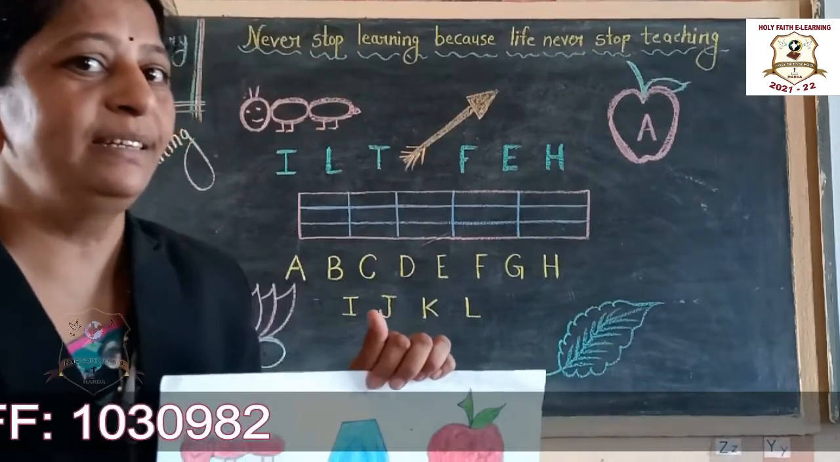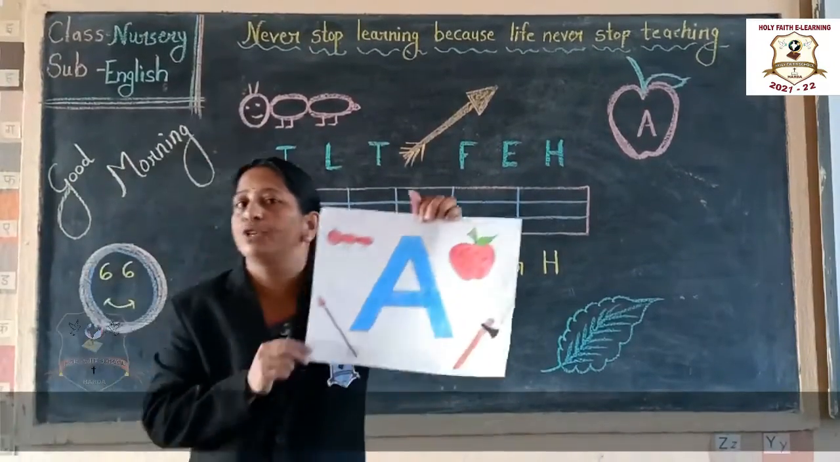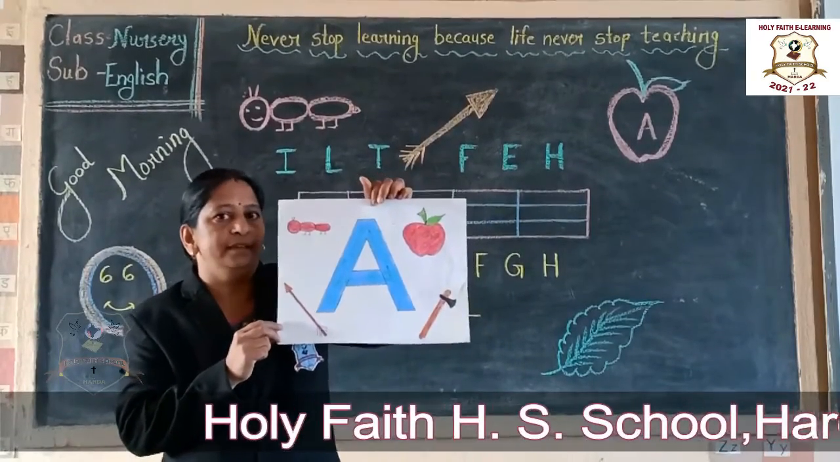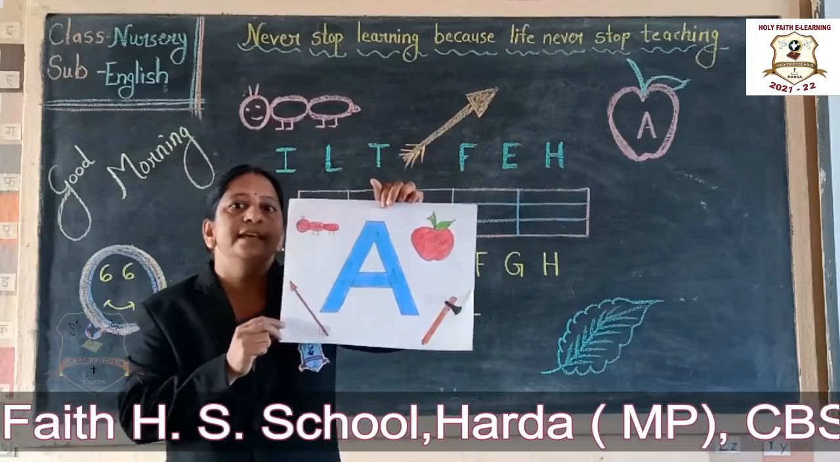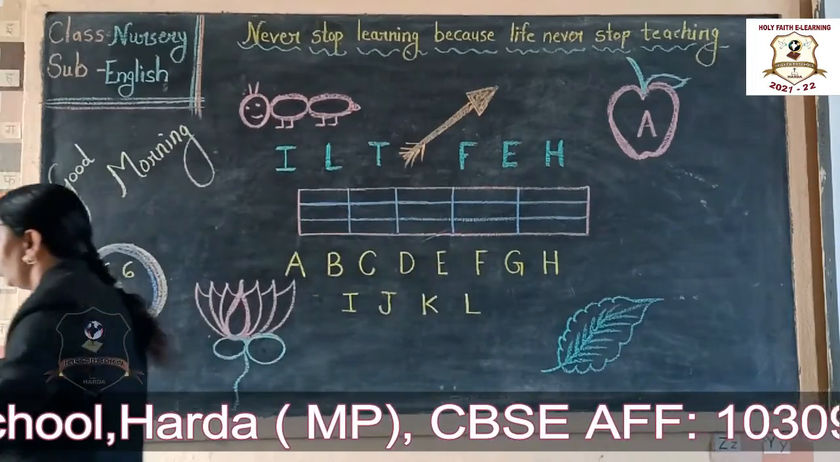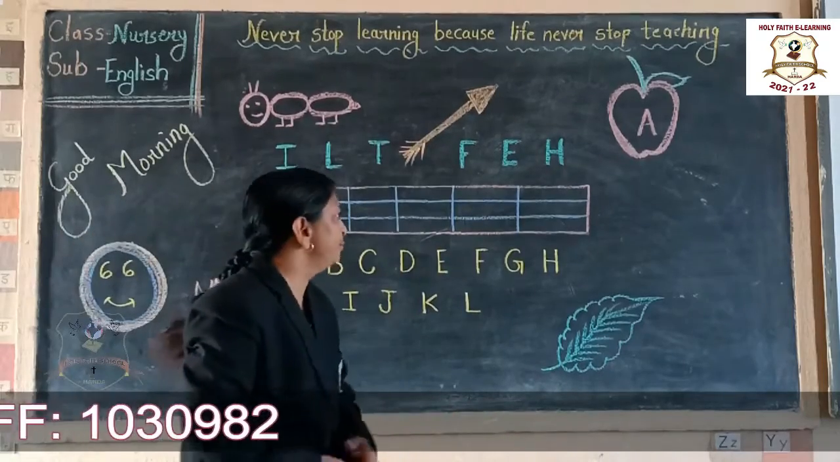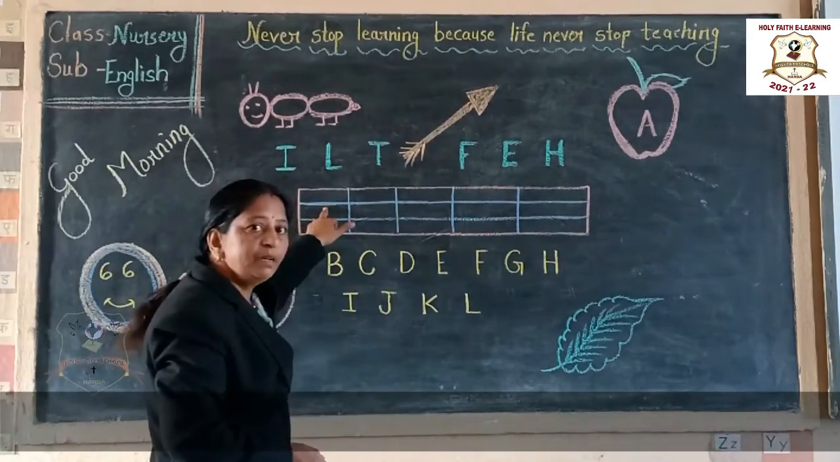Yes? Oral part, we have learned, right? Very good. Sound of A is A. Okay, students? Now we will learn how to write letter A. You have 4 lines, beta?